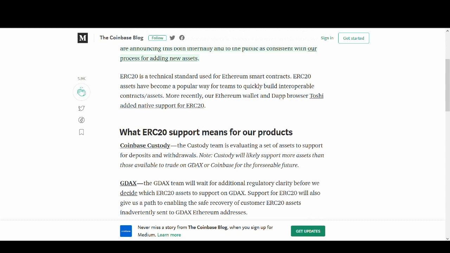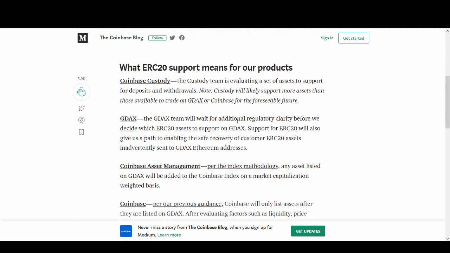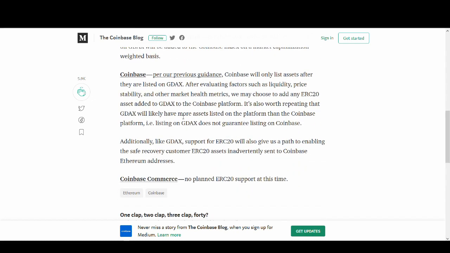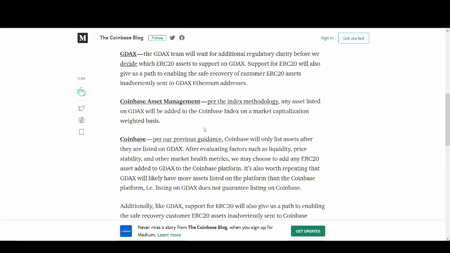This criteria is not like you meet it and you get added to Coinbase. It's just one of many criteria. Another main thing that we're going to look at is the GDAX framework, and we're going to look at some articles that talk about it, where we're going to look at what Coinbase and GDAX have said are their criteria for adding a new coin. We're going to look at that and see how 0x fits that bill.